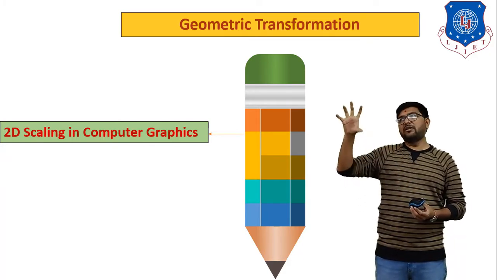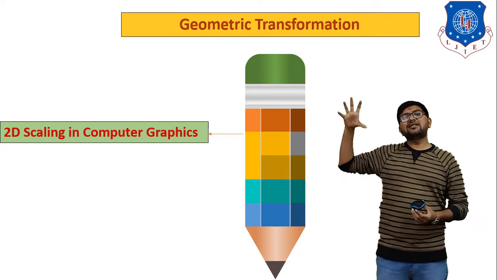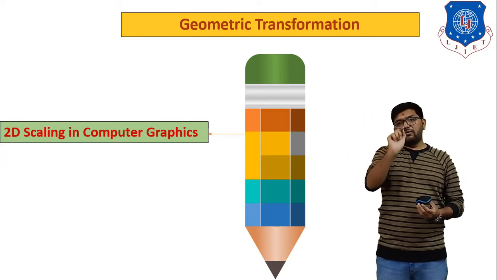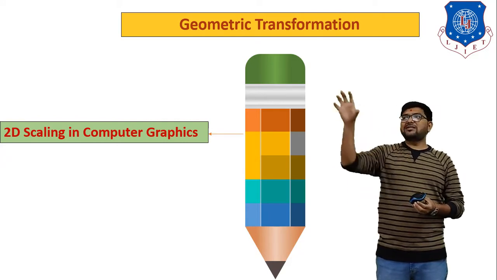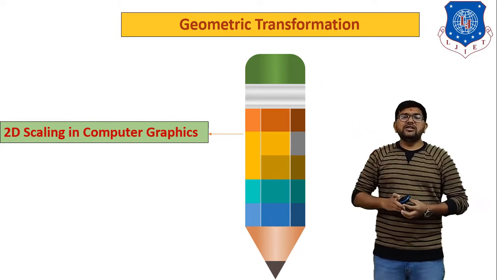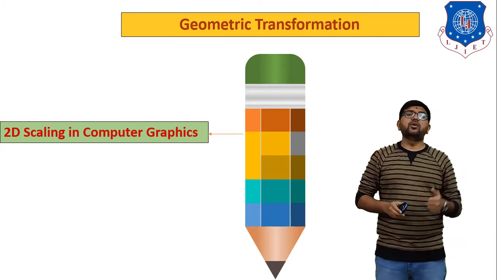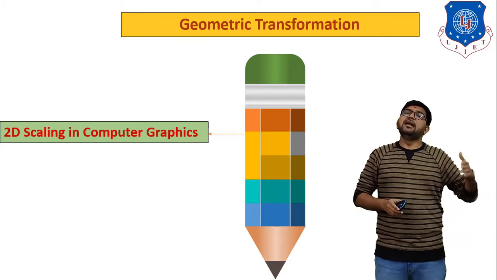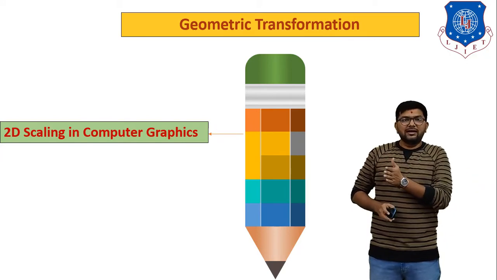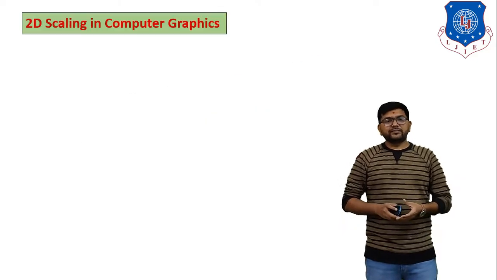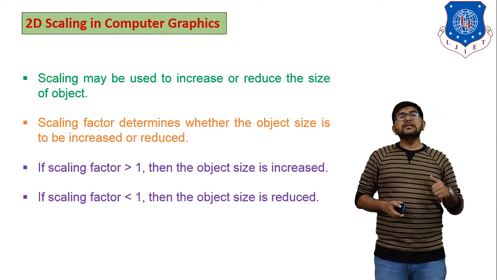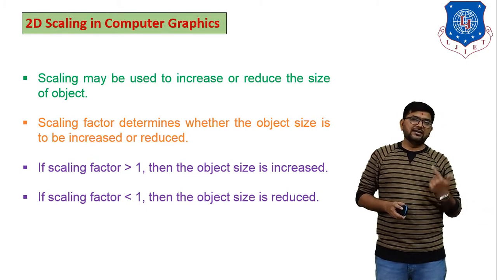Scaling means if you have a circle, and you want to enlarge the radius of the circle or reduce the radius of the circle. Clear? Same way, if you have a triangle, and you want to enlarge this triangle or reduce this triangle based on scale. So in scaling geometric transformation, we reduce or enlarge the size of the object without changing the shape of the object. Clear? So this is simple scaling. Now, scaling may be used to increase or reduce the size of an object. Clear? This is the first point.